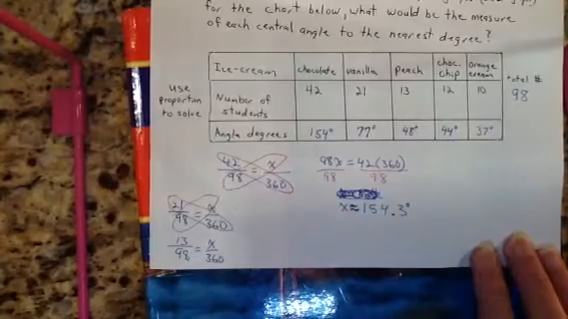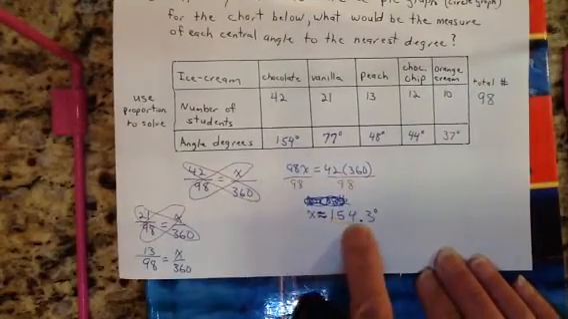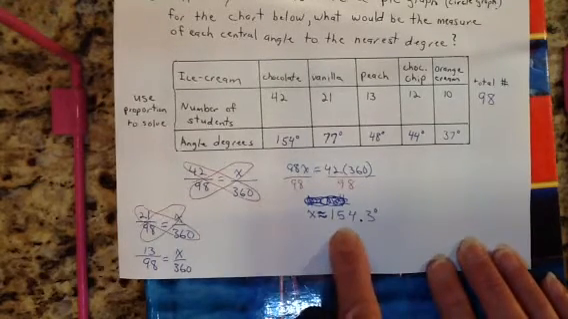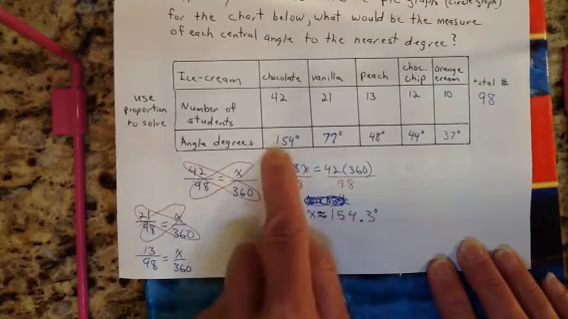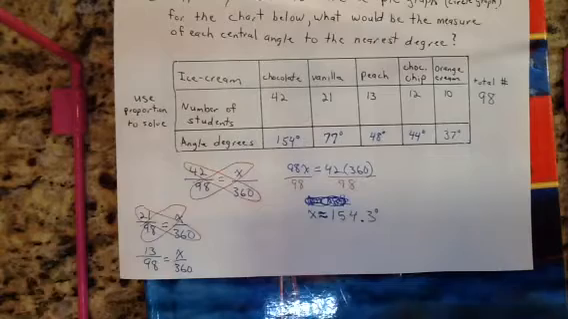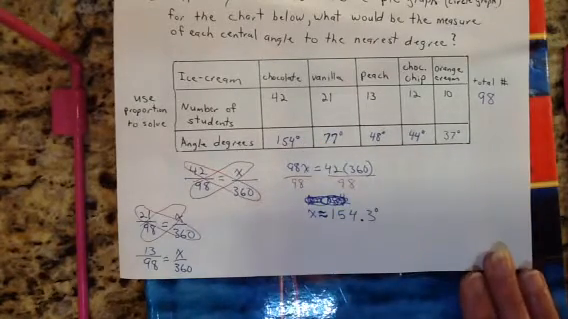Now, I had to round those to get whole degrees. Notice this one came out 154.3, and even that was rounded. It actually went on. So I rounded it to 154 degrees. So I have a nice even pie chart, easy to make. And those do add up to 360.